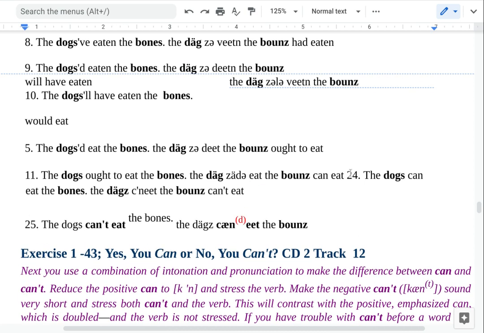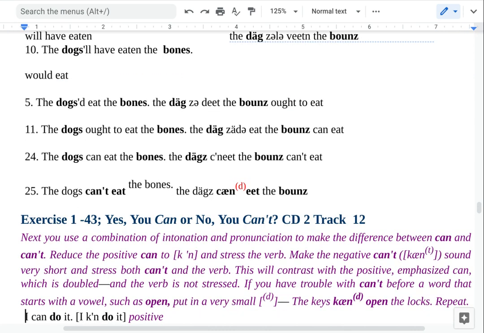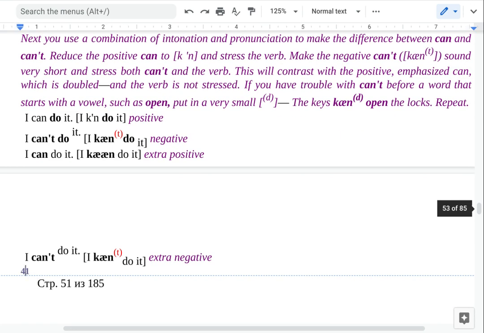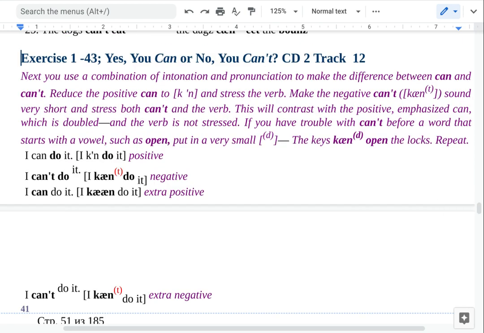Exercise 143. Yes, you can, or no, you can't. Next, you use a combination of intonation and pronunciation to make the difference between can and can't. Reduce the positive can to kun and stress the verb. Make the negative can't sound very short and stress both can't and the verb. This will contrast with the positive emphasized can, which is doubled, and the verb is not stressed.